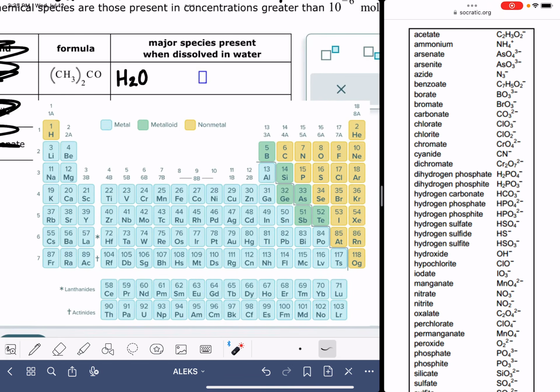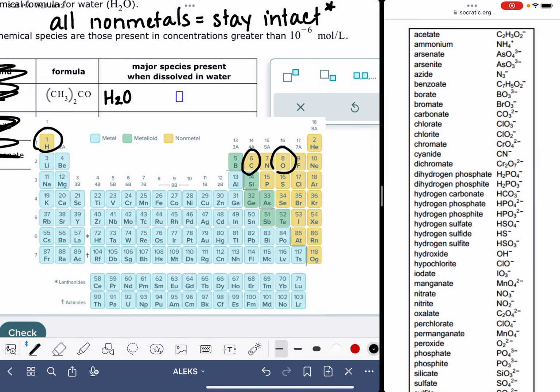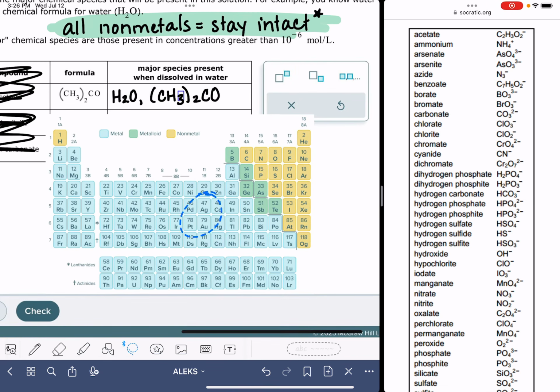So for this first molecule that we're looking at, we have carbon, which is a nonmetal. We have hydrogen, which is a nonmetal. We have oxygen, which is also a nonmetal. All of them are nonmetals, which means the molecule is going to stay intact. And so we are just going to copy its molecular formula right over there. And that's it. That's all that we have to do for that particular one.